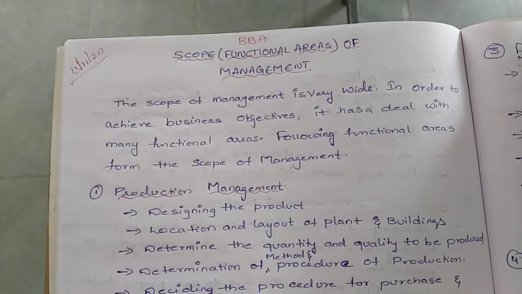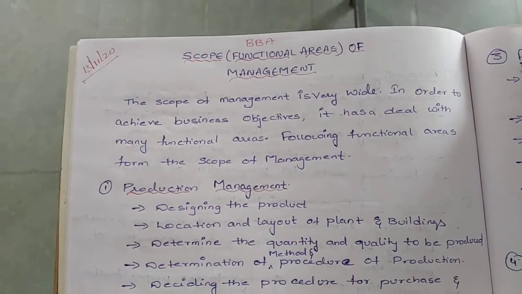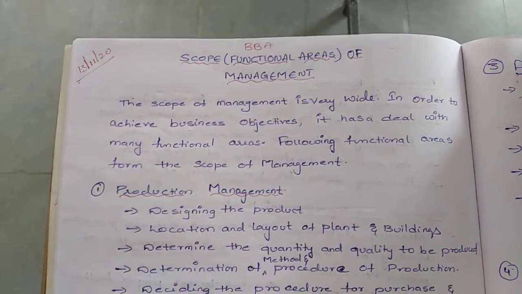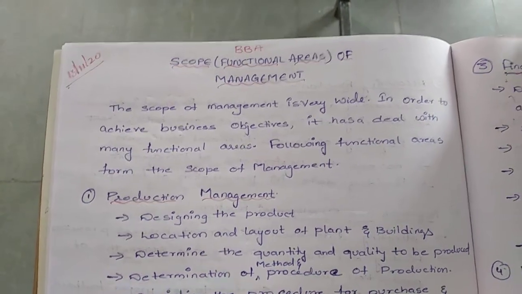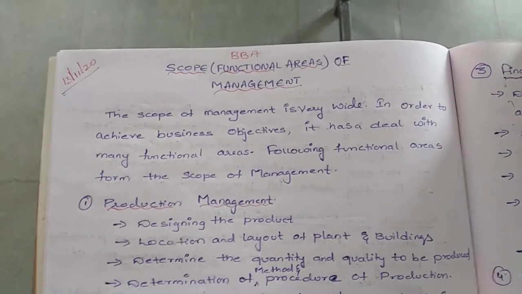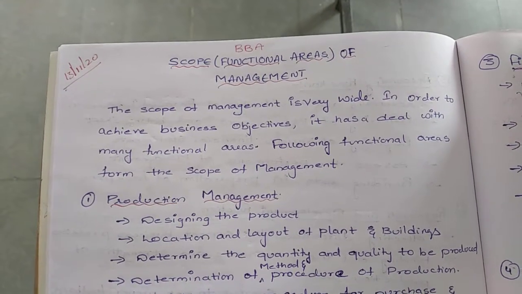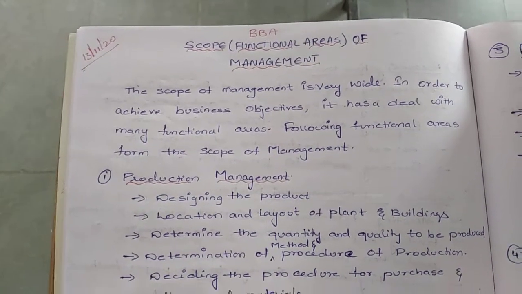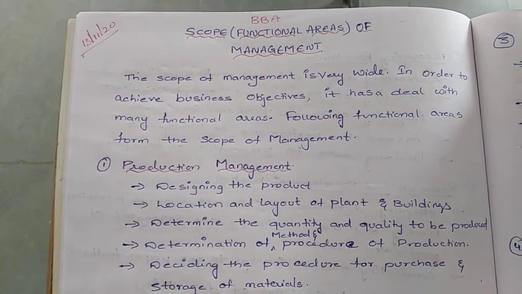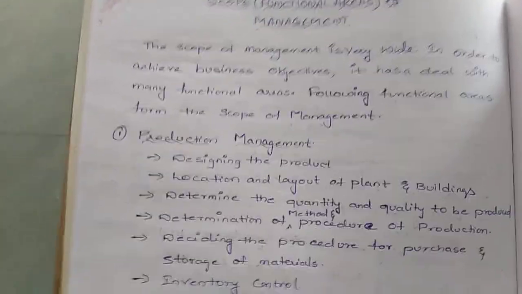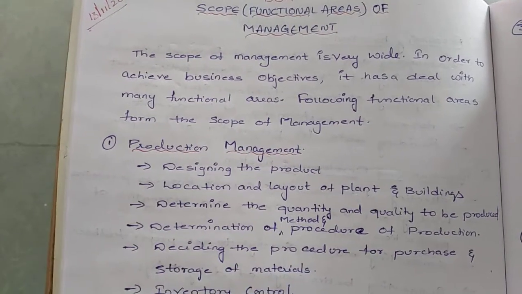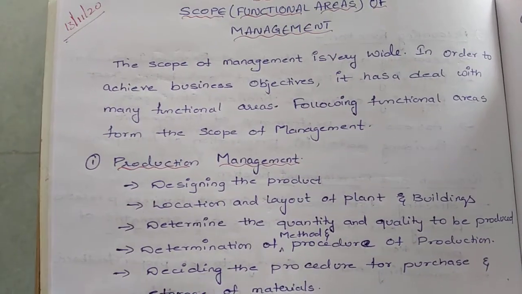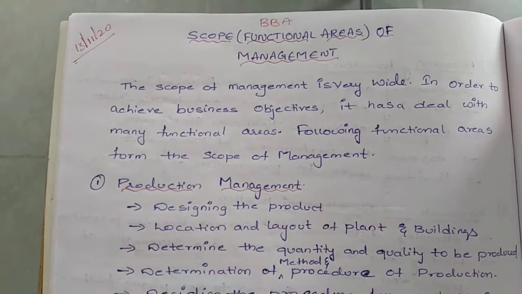So if any businessman wants to achieve his objective, he has to follow all the functional areas of management. We will have different kinds of functions, different kinds of departments. In all the departments, the management should be such that it supports the higher level authorities, and finally they will achieve profits, or achieve their goal.